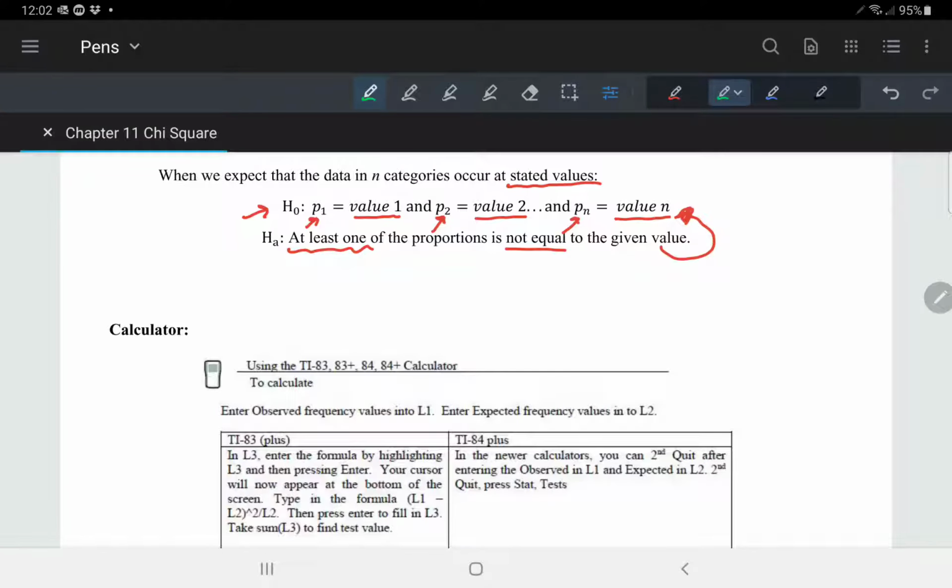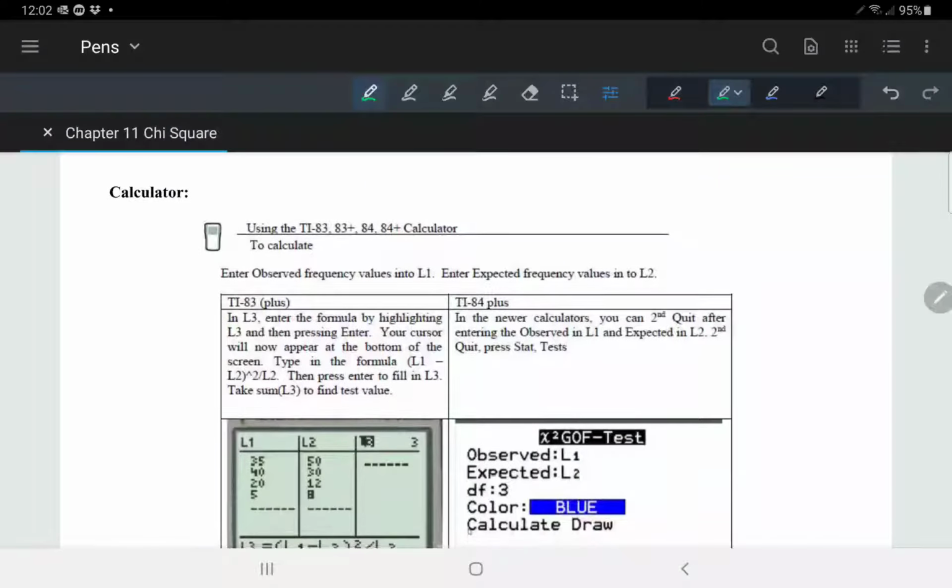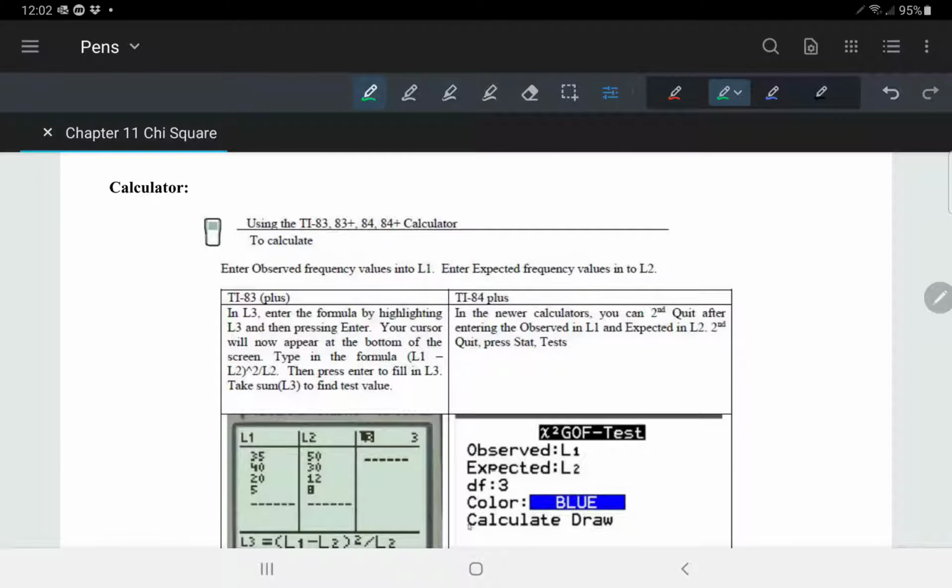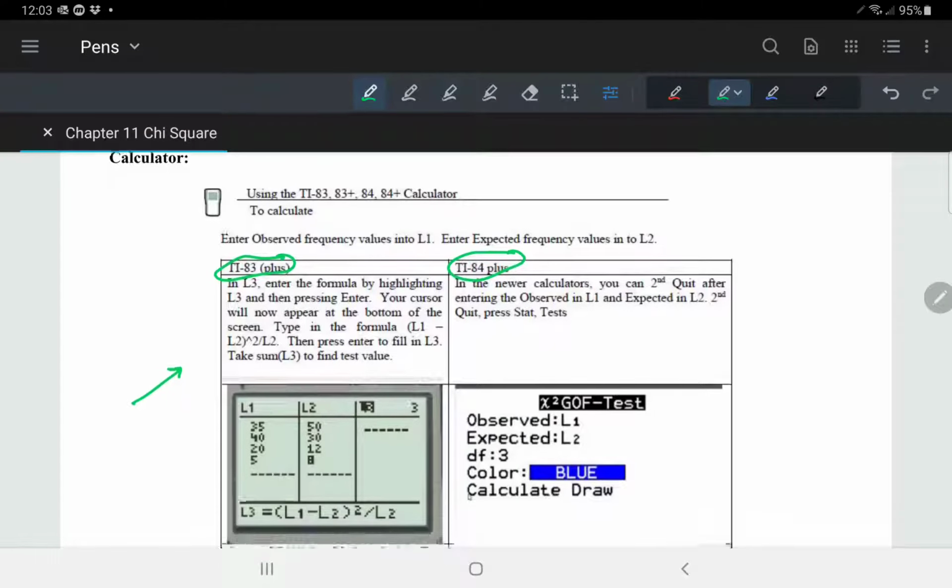So to do this by hand, we'll actually just be using our calculator. We'll be looking at how to do it in Excel as well. So just to become familiar with this process, both for the TI-83 and the TI-84 Plus.